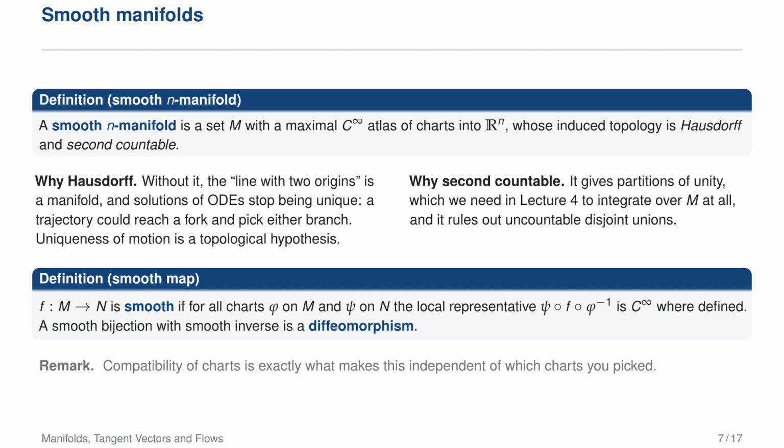Smooth maps come for free. A map F from M to N is smooth if all of its local representatives are smooth. A local representative is psi composed with F composed with phi inverse, for charts phi on M and psi on N, wherever that composite is defined. A smooth bijection with smooth inverse is a diffeomorphism, and compatibility of charts is exactly what makes this independent of which charts you happen to pick.